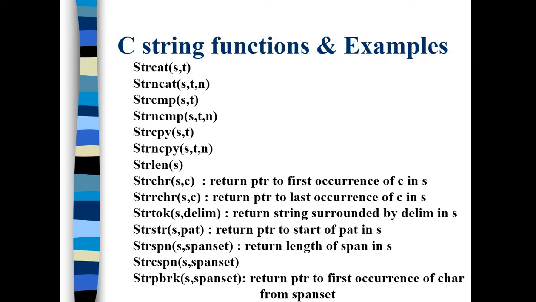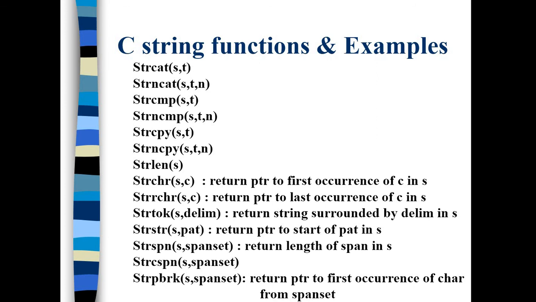The next function is strrchr of S comma C. From the reverse of the string, from the last of the string, where the character C is occurring in the string, that pointer will be returned using strrchr. Next is strtok. If you want to check for a token in a double quoted string, you can mention the delimiter. It will help us to extract based on the delimiter mentioned there.